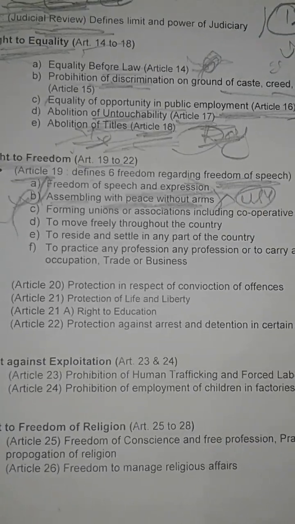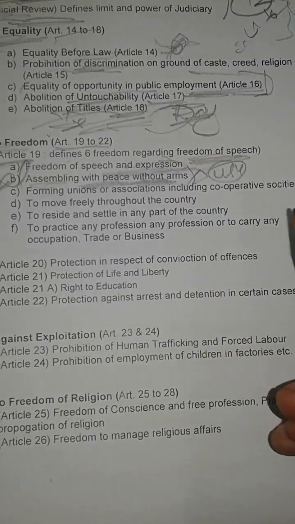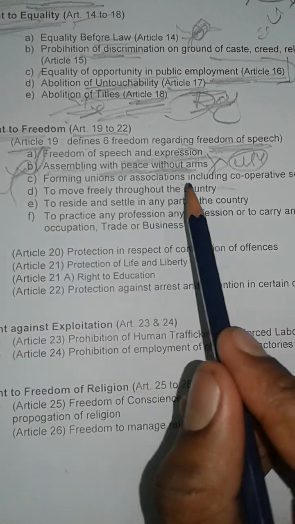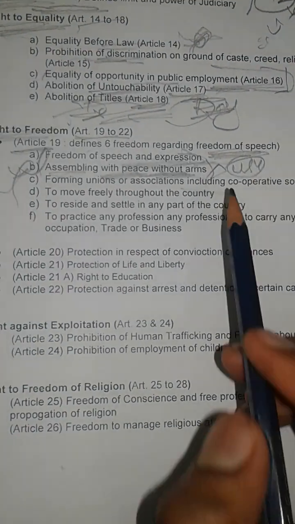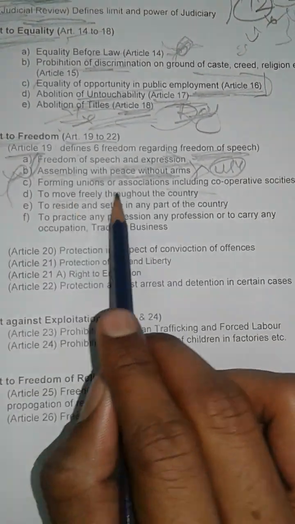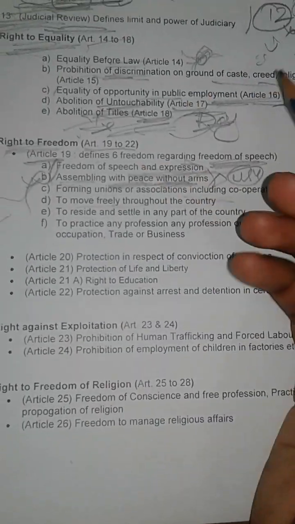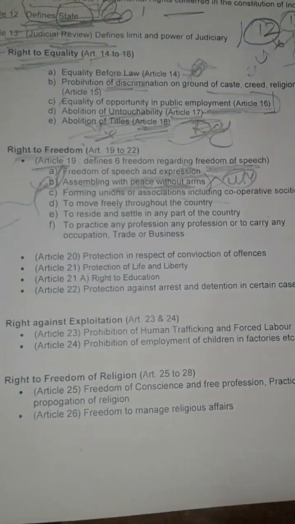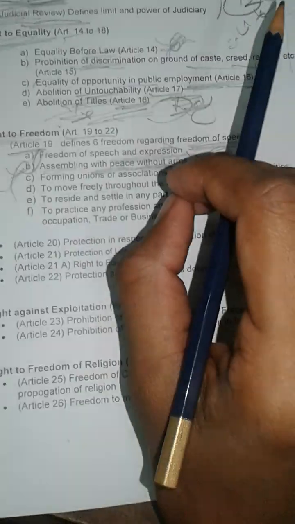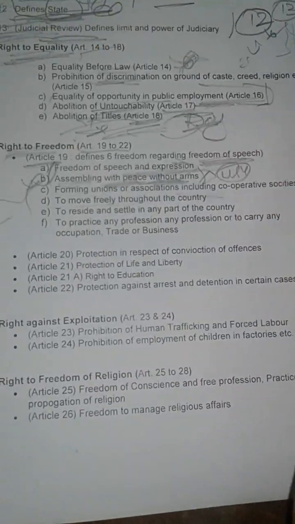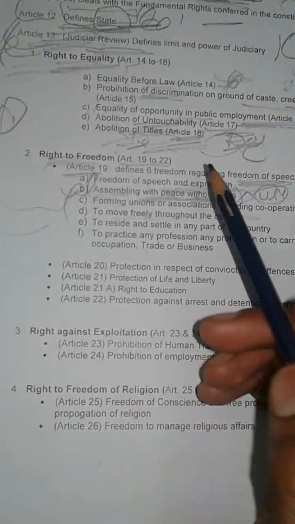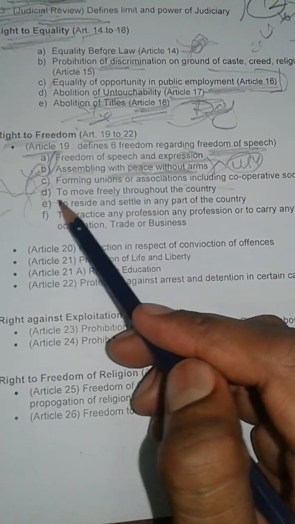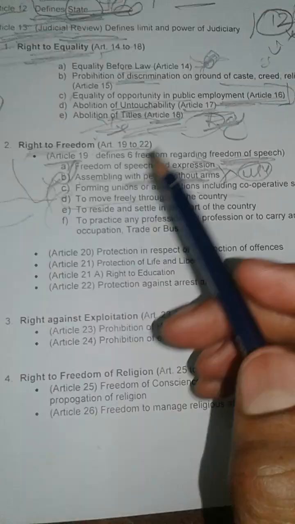Now, forming union or association, including cooperative society. Each and every citizen has a right to form union or association, including cooperative societies. Now, to move freely throughout the country, each and every citizen has the right to freely move to any part of the country and make a tour at any part of the country. Under Article 19(1)(d), this right to move freely throughout the country is given.